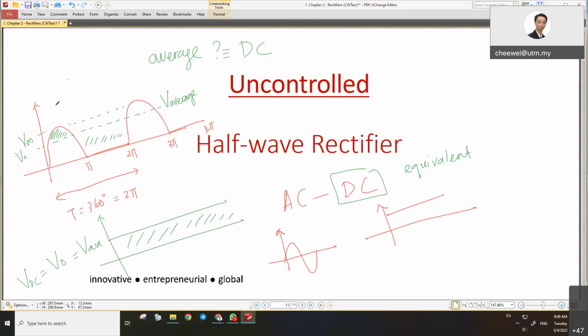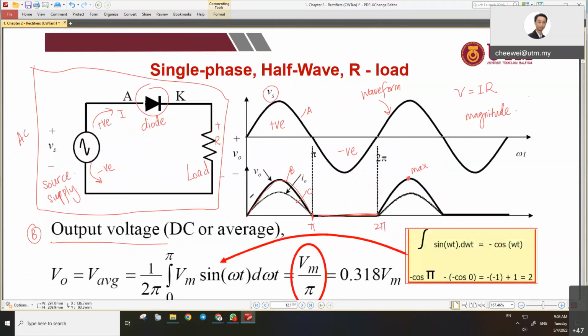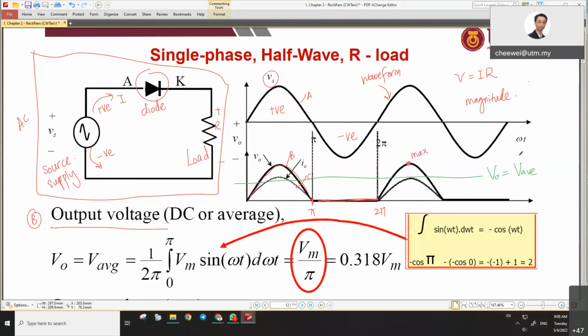Okay, so you see that the VDC is definitely lower than the peak value. In this case, this is the Vout waveform. Our job is to find the average value. Where is the average value? VDC. So the average value is actually to find the area under the curve, or we can use integration. We integrate the waveform, we get the average value or the area under the curve.